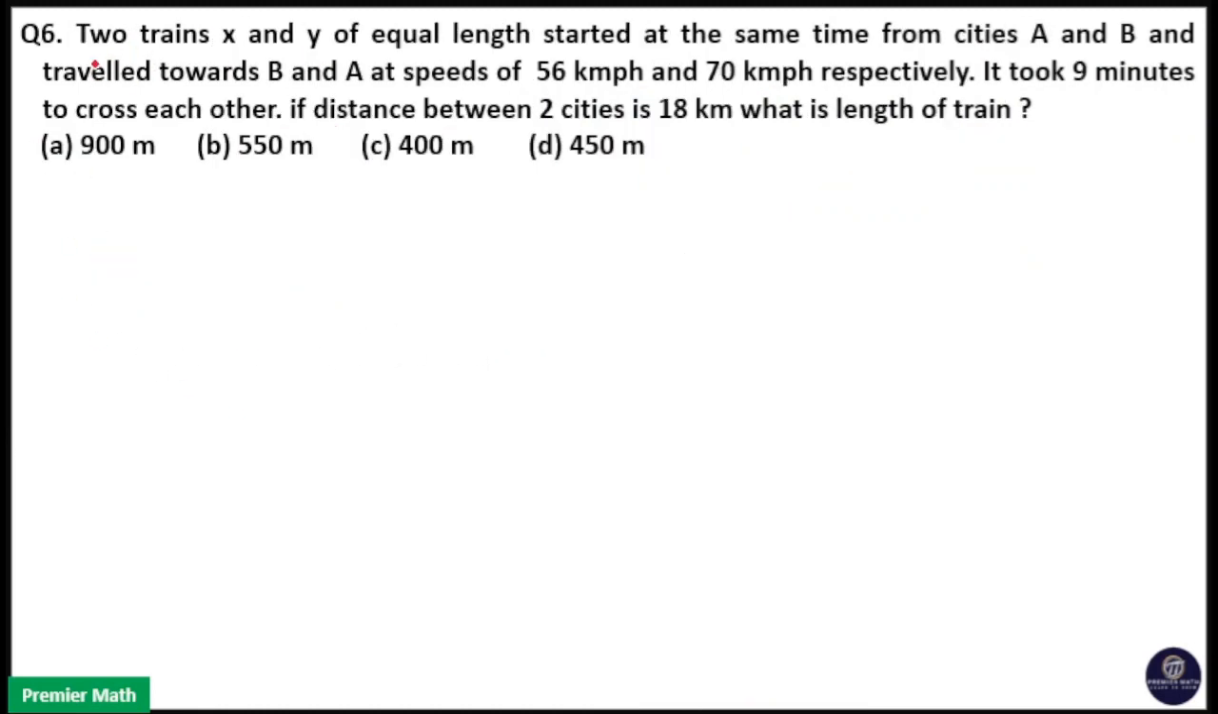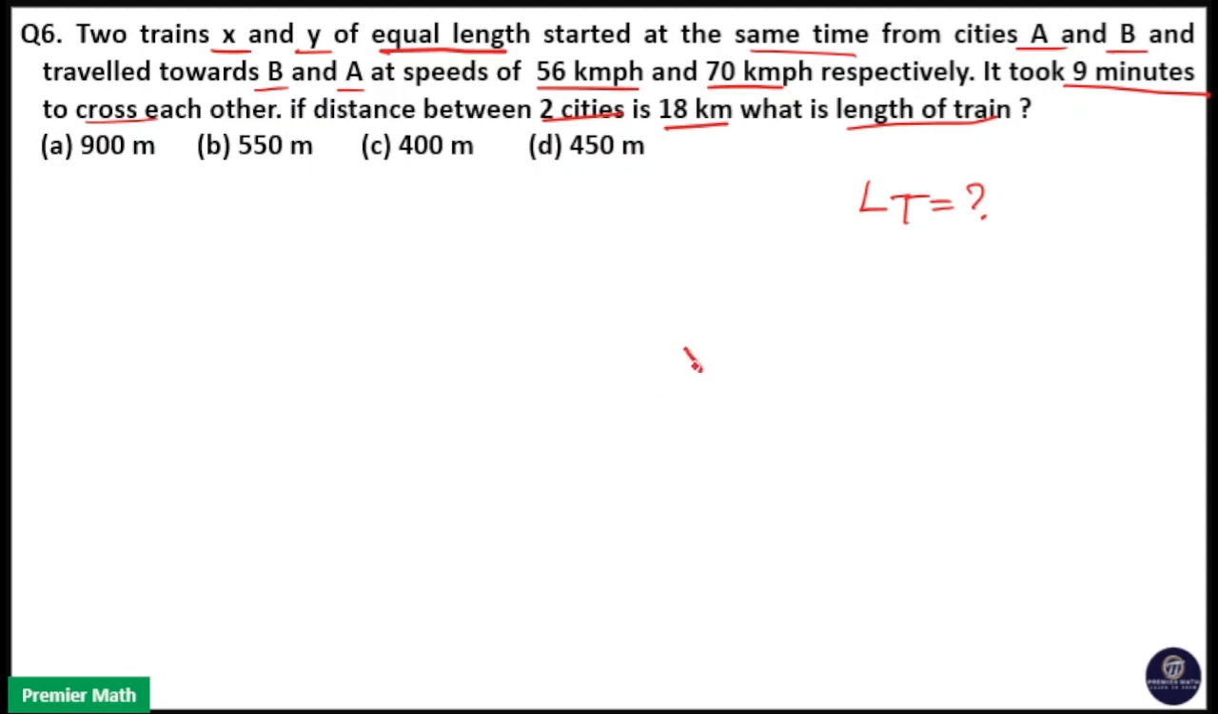Next is question number 6. Two trains X and Y of equal length started at the same time from cities A and B and traveled towards B and A at speeds of 56 km per hour and 70 km per hour respectively. It took 9 minutes to cross each other. If the distance between the two cities is 18 km, what is the length of the train? So we need to find out the length of the train here.